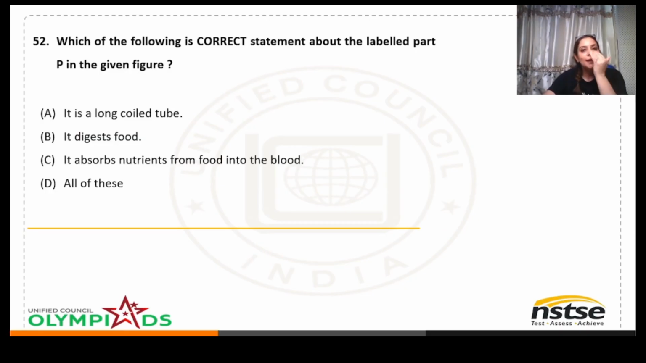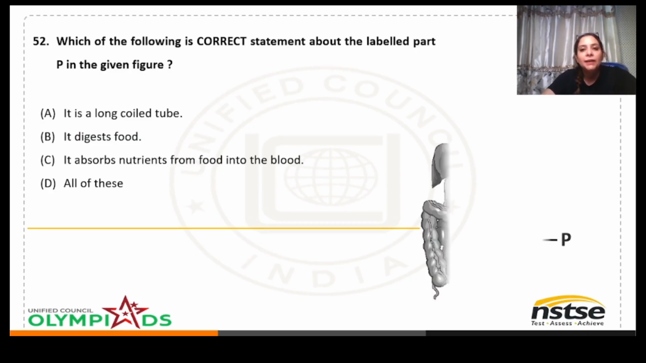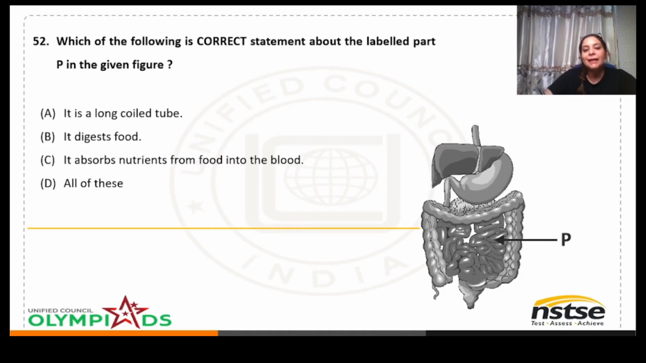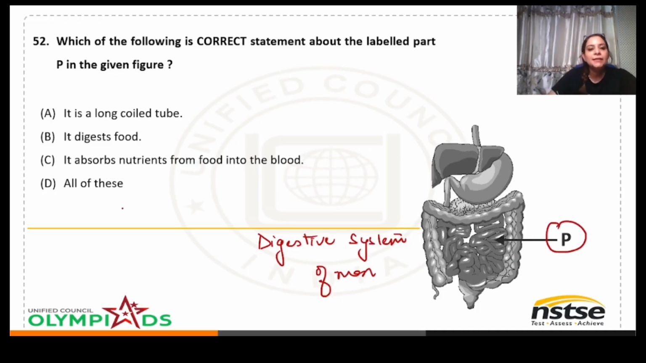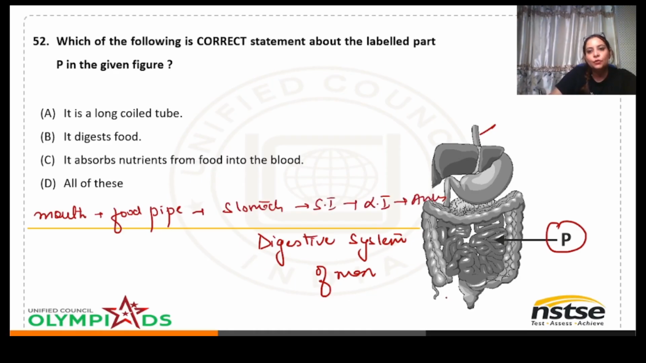Next, which of the following is a correct statement about the labeled part P in the given figure? So this you can see, and I hope you know that this picture represents the digestive system of man. And this P part, if you look at the organs present in the digestive system, it starts with mouth, then you have this food pipe, we call it esophagus also, which leads into stomach. Stomach leads into small intestine, then you have large intestine, and finally we have anus, through which the undigested food is thrown out.